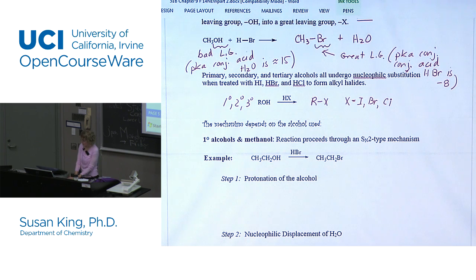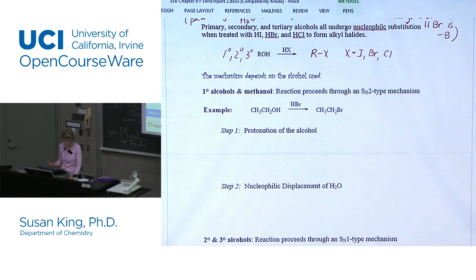The mechanism is going to depend on the alcohol used. For primary alcohols and methanol, the reaction proceeds through an SN2 type mechanism. Secondary and tertiary alcohols are going to proceed by an SN1 type mechanism. So it's kind of similar to dehydration. We have a different mechanism depending on the alcohol we start with. So let's do primary alcohols and methanol first. First step.